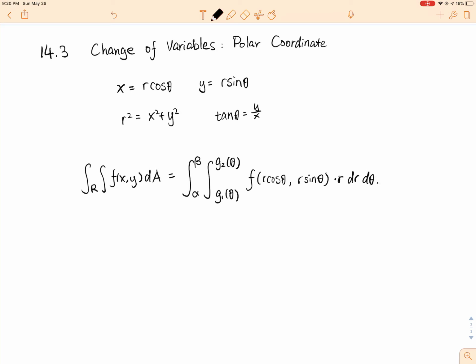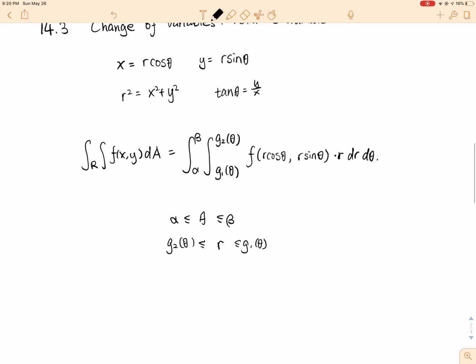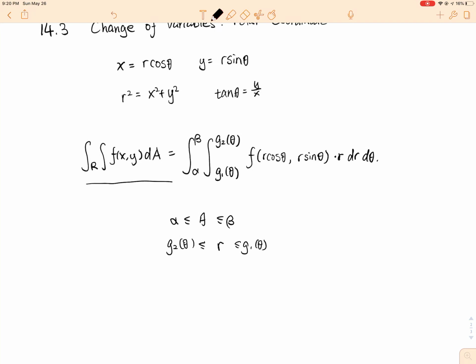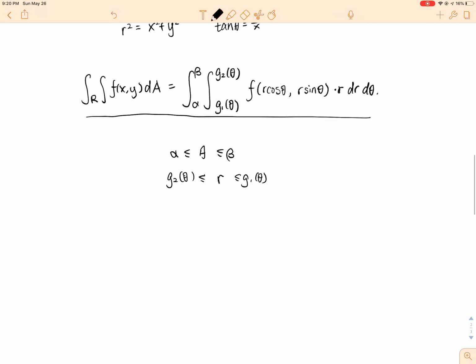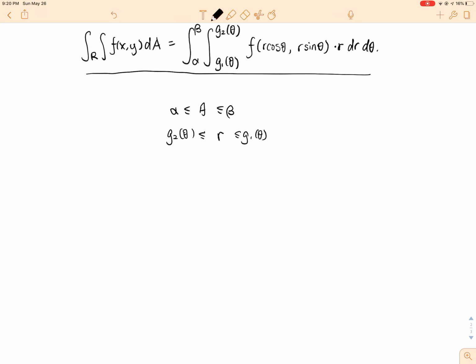So alpha and beta are the boundaries for theta, and g1 of theta and g2 of theta are the boundaries of r. So we can use this to integrate and calculate the area. Let's see an example here.